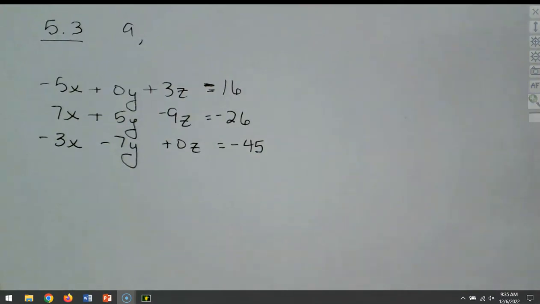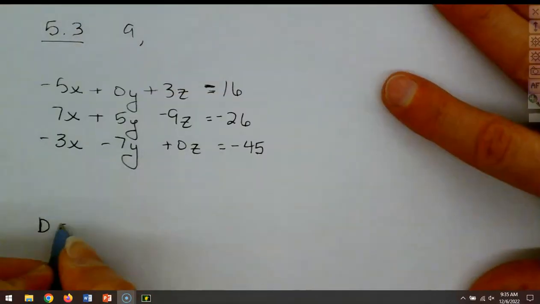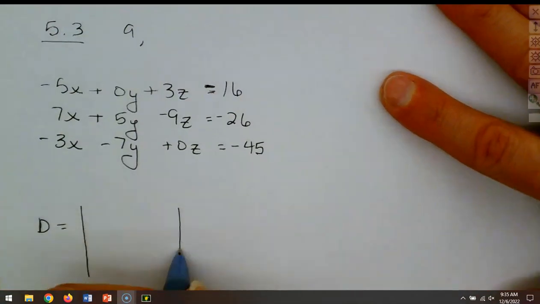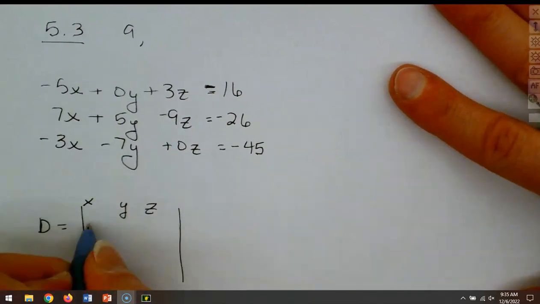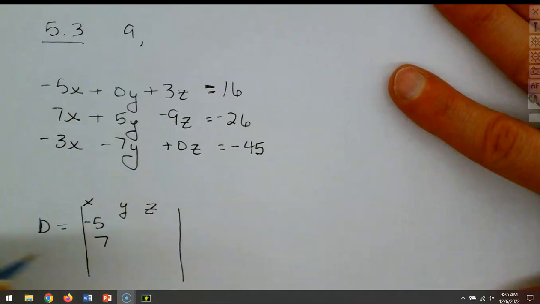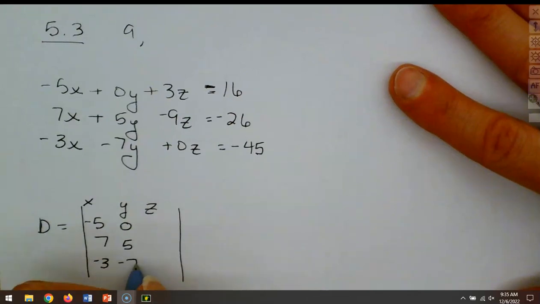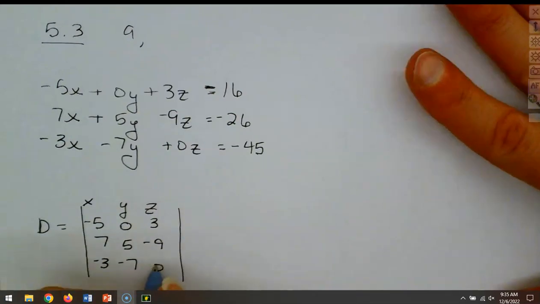Now, we are asked to solve this one using Cramer's rule. So that means we need to get our determinants. We're going to have to do 4 3x3 determinants. So we're going to start off with what I call the master determinant, D. And what is D? Well, D is just all the variables lined up. So that's x, y, and z. So we have a minus 5, 7, minus 3. We've got 0, 5, negative 7, and we've got 3, minus 9, 0.